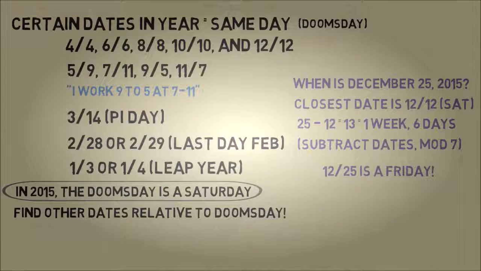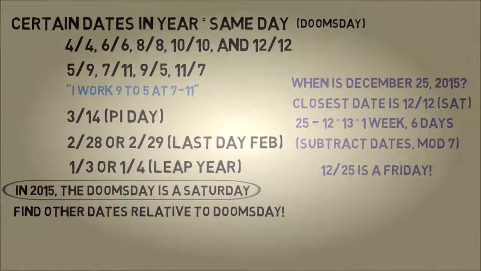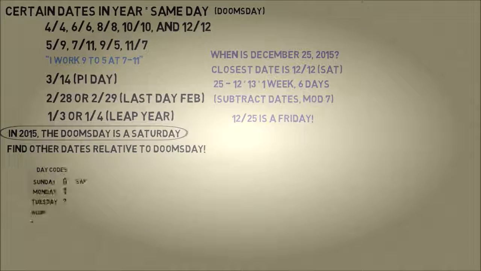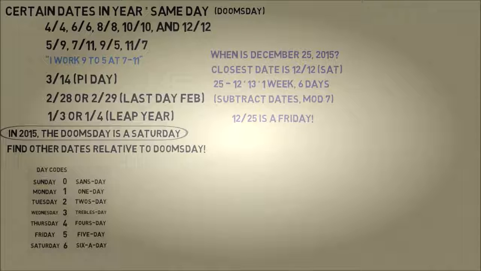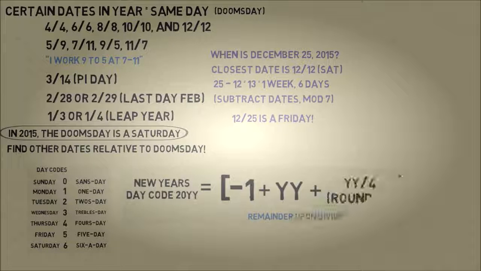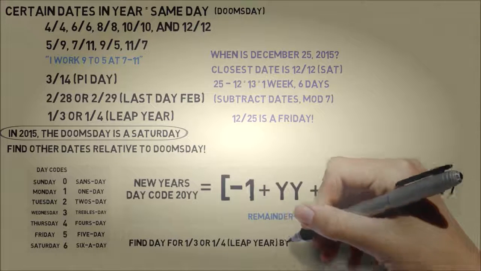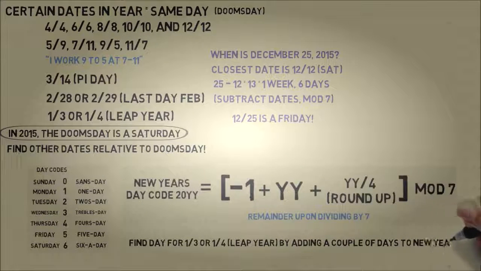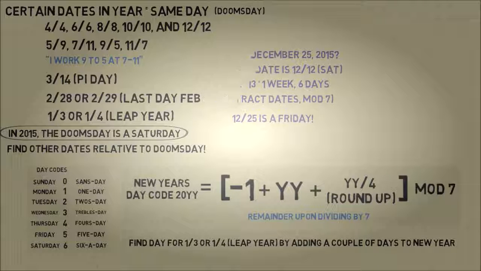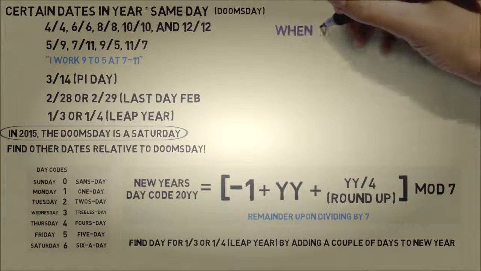So one thing is this all depends on knowing the Doomsday for a year. In 2015, we know it's on a Saturday. But how can you figure it out for any year? I'm just going to show you some formulas. We covered this in the last video. There's actually a way you can figure out the day that the new year falls on based on this simple formula. And you can figure out the Doomsday just by adding a couple of days. So if you know which day the new year falls on, you can add 2 days to get January 3rd, or in a leap year, you can add 3 days to get January 4th.